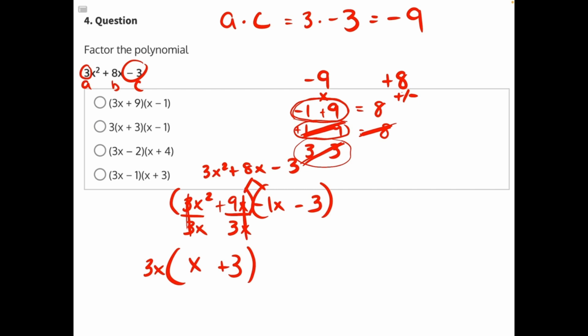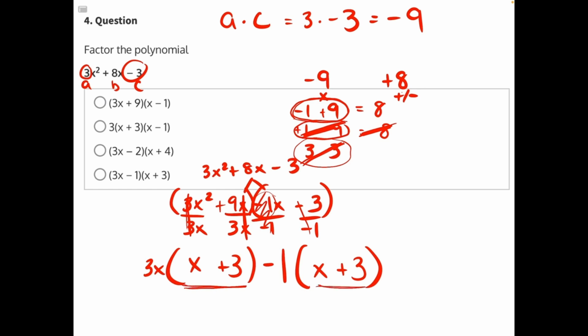Now we need to pull something out of the second binomial. Let's pull out this negative 1. So I'll have minus 1 times. We divide both of these terms by negative 1. These negative 1's will cancel, leaving us with x. And then here, anything divided by 1 is just itself, but the negatives will cancel each other out, giving us a positive 3 instead. So now we can see that the terms in our parentheses are identical.